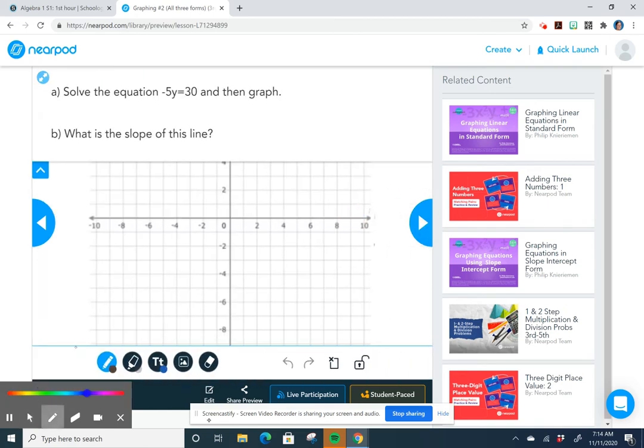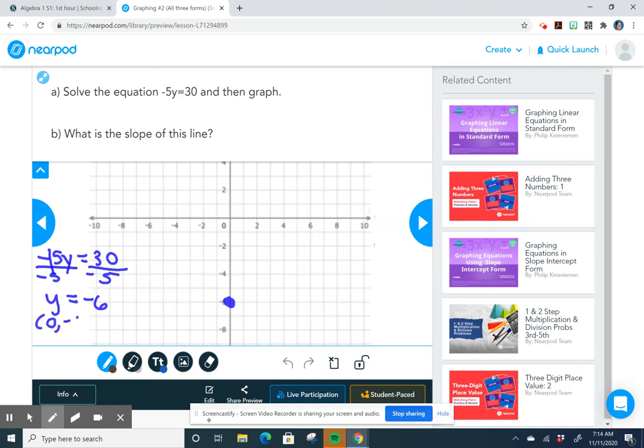Now for this problem, we have negative 5y equals 30. So we're going to solve for y, like always. So it's just a one step. We have y equals negative 6. What I just plotted was the y-intercept, so it's 0, negative 6. We need a line. Right now we just have a point.